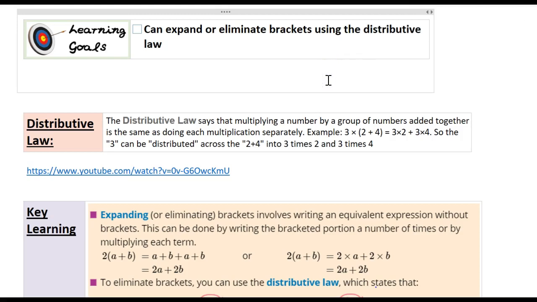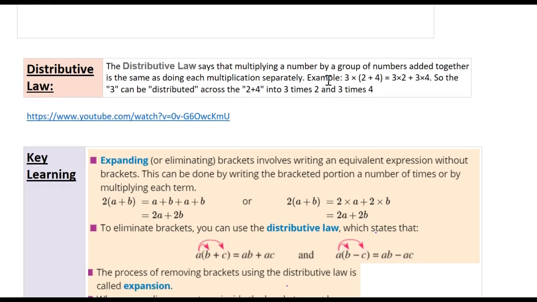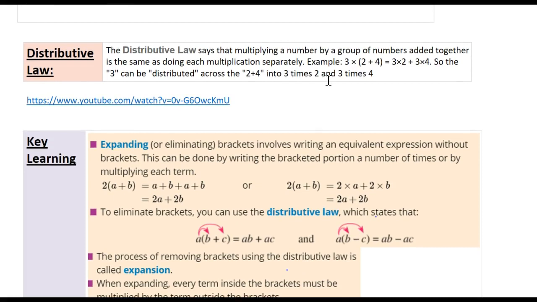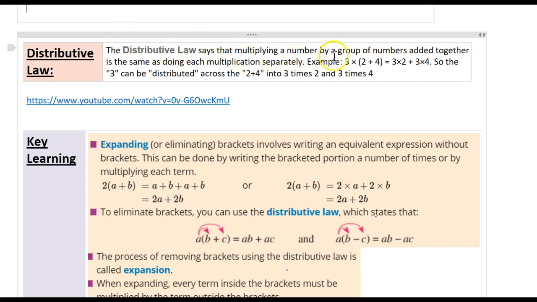Now first we're going to do a quick recap on the distributive law. I'm going to get you to write this down. We've looked at this in previous videos, but I'll get you to write down this definition just so you get a brief understanding of the distributive law. The distributive law says that multiplying a number by a group of numbers added together is the same as doing each multiplication separately. So, for example, if we had 3 times (2 plus 4), we can do it two different ways. We can multiply the number on the outside by the numbers on the inside, so 3 times 2 plus 3 times 4, but we could also distribute across. We could write 2 plus 4 three times, which is broken down as (2 plus 4) plus (2 plus 4) plus (2 plus 4). Either way we do that, it makes the same answer, and that's what we call the distributive law.